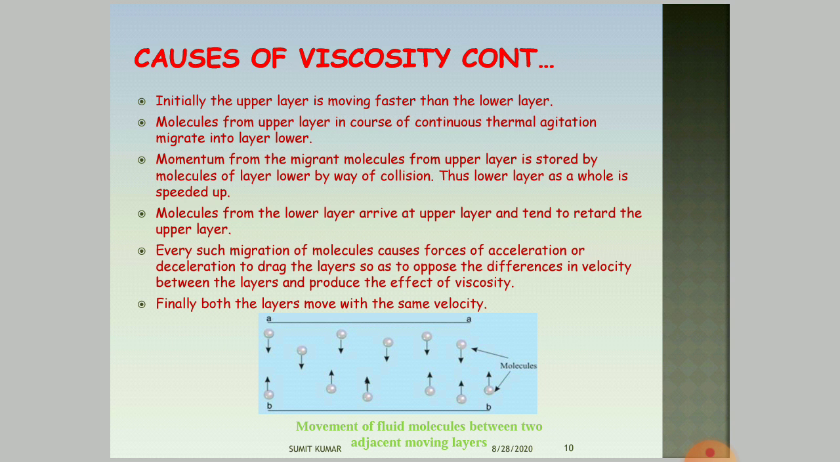When the molecules of the upper layer come down and collide with the molecules of the lower layer, the momentum of the migratory molecules is stored by the lower molecules. Thus, the lower layer as a whole is accelerated and the molecules from the lower layer move to the upper layer and tend to retard the upper layer. Due to this drag force, the viscosity comes into the picture. As the random molecular motion increases with a rise in temperature, the viscosity also increases accordingly.